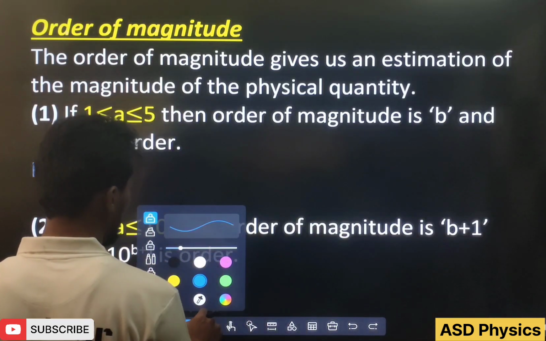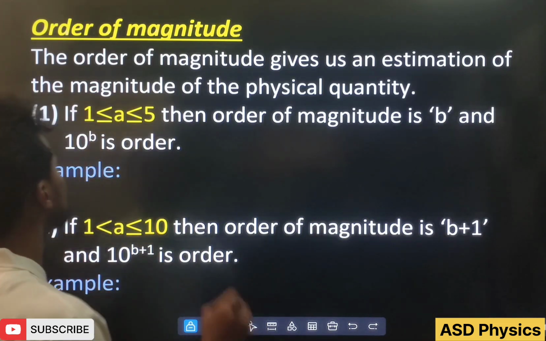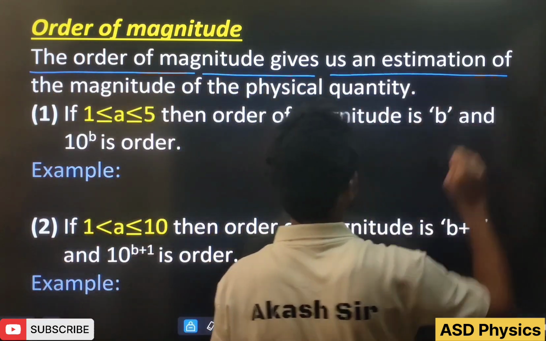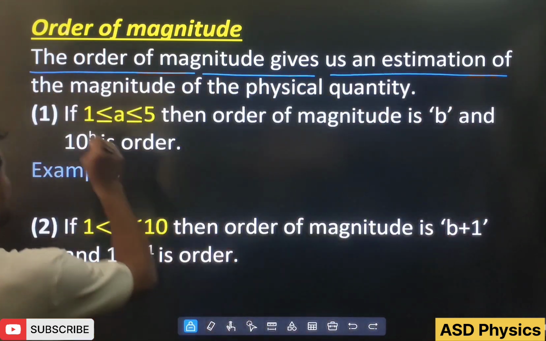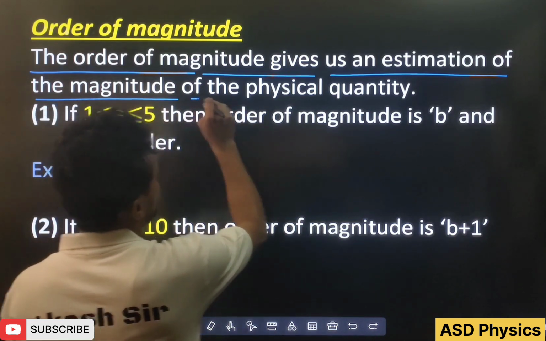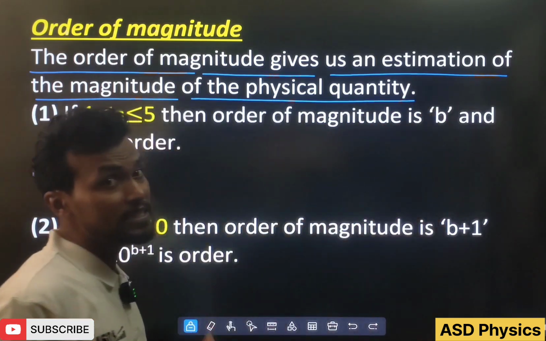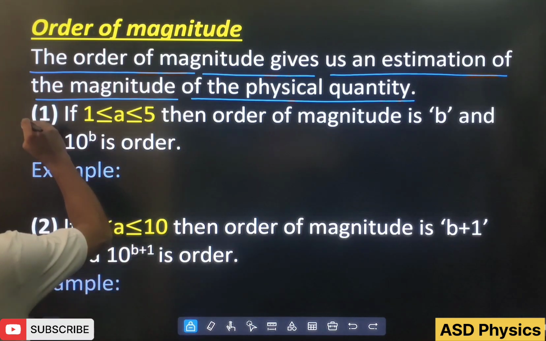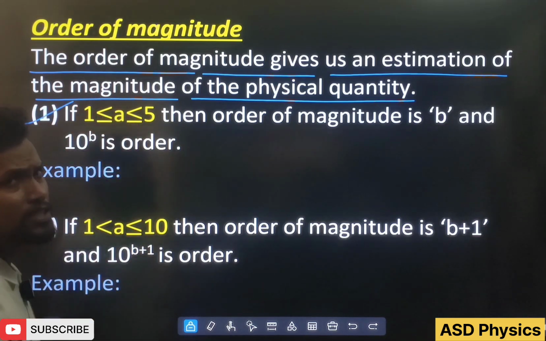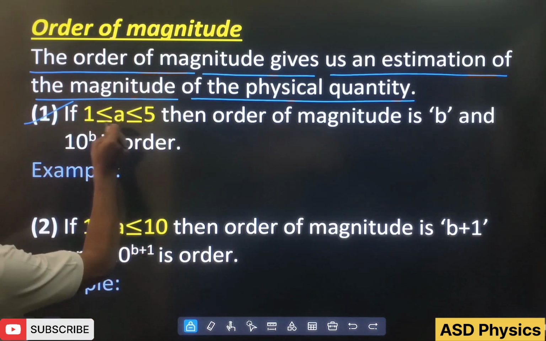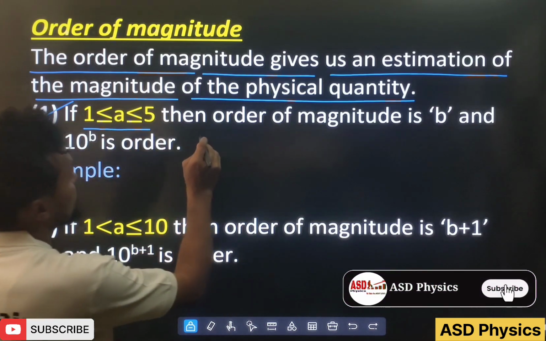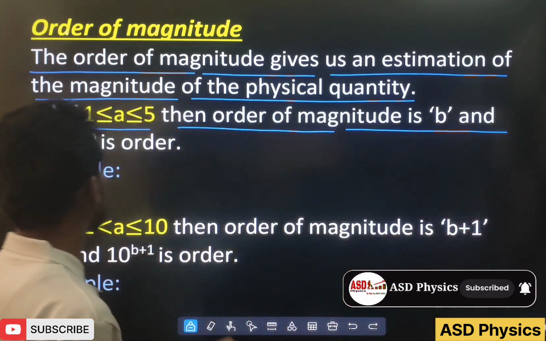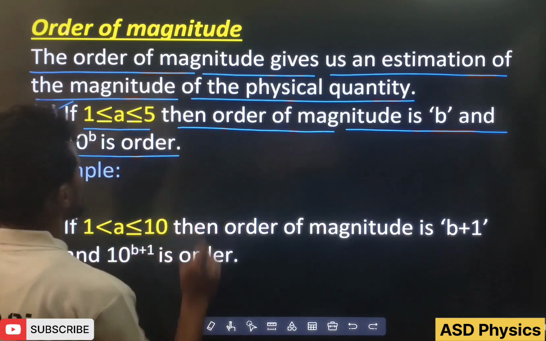Next one, students, now we are going to learn what the order of magnitude is. The order of magnitude gives us an estimation of the magnitude of the physical quantity. Again, I am telling, an estimation of the magnitude of a physical quantity. See first one, when a is greater than or equal to 1 and less than or equal to 5, then the order of magnitude is b, and 10 to the power b is the order.